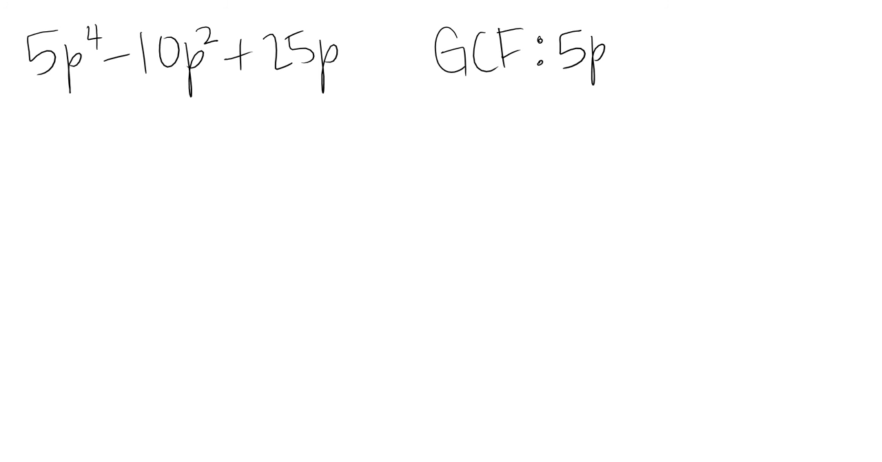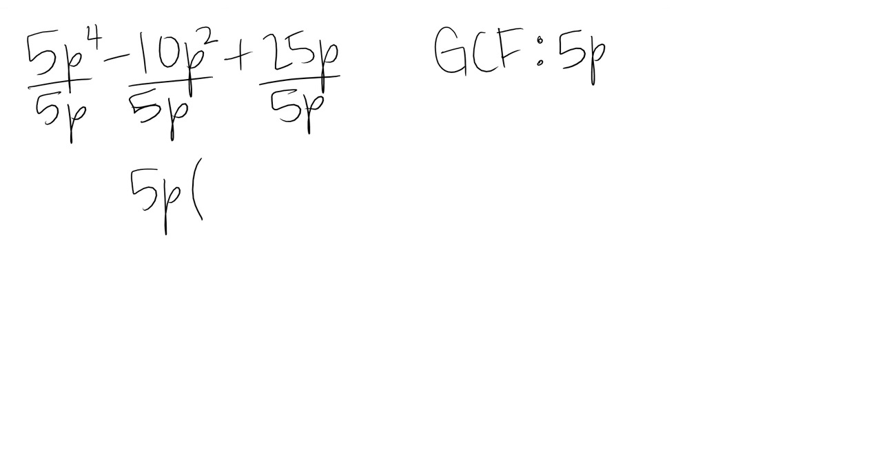To do that, I'm going to divide each term by the GCF. So I will divide this by 5p, this by 5p, and this by 5p. The 5p doesn't go anywhere. It's my factor, so that needs to go outside of the parentheses. And then inside of the parentheses, I write what's left after I divide each term by 5p.